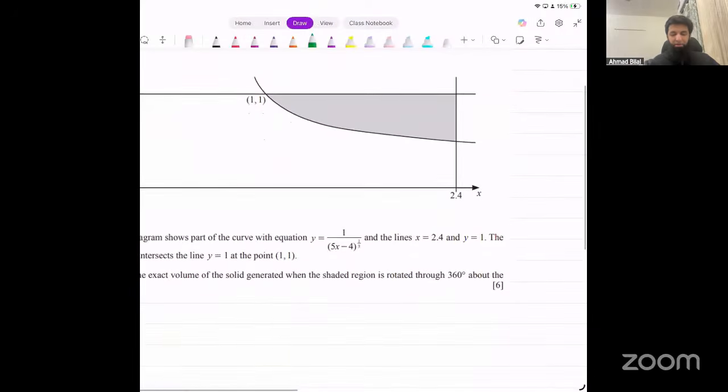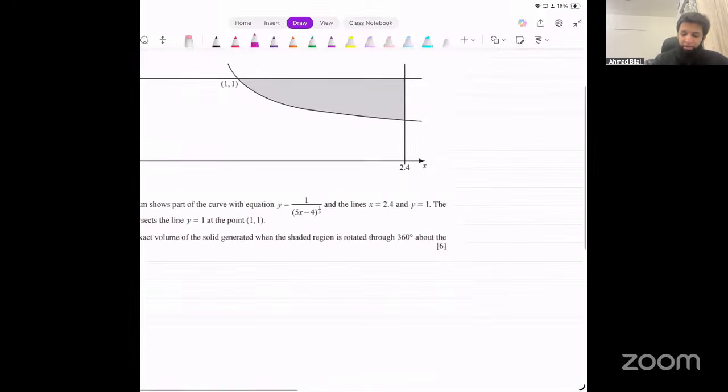Okay, so it says the diagram shows part of the curve with this equation and the lines x equals 2.4 and y equals 1. The curve intersects the line y equals 1 at the point (1, 1). Find the exact volume of the solid generated when the shaded region is rotated 360 degrees about the x-axis. It's rotated about the x-axis, right? Now, we want to find the volume of revolution about the x-axis.